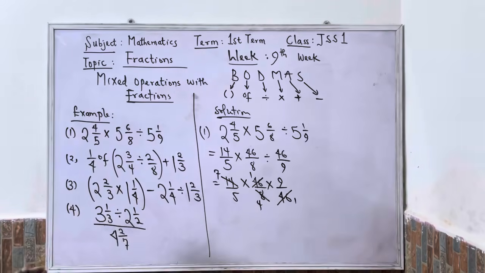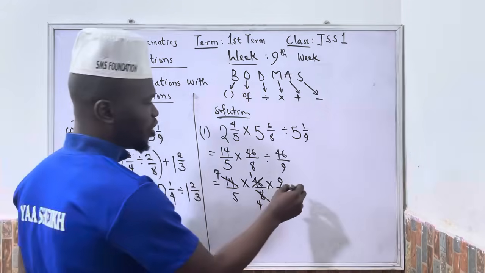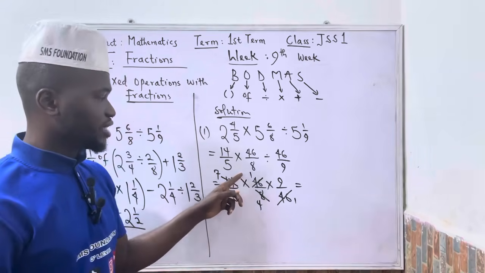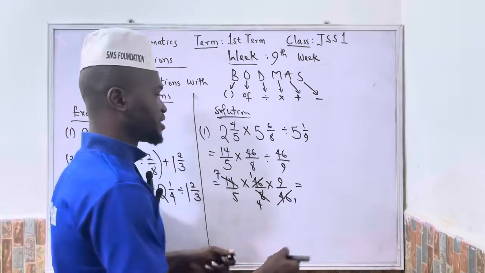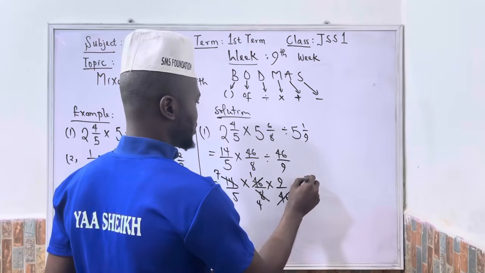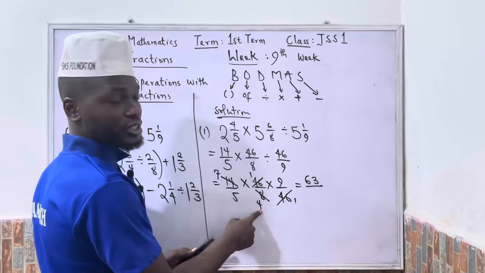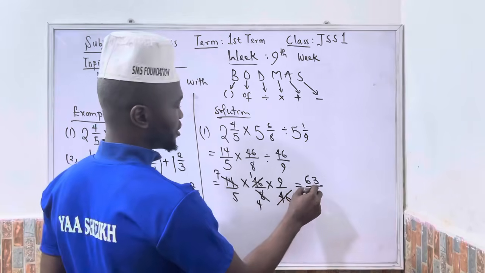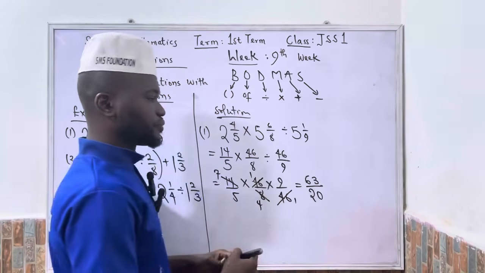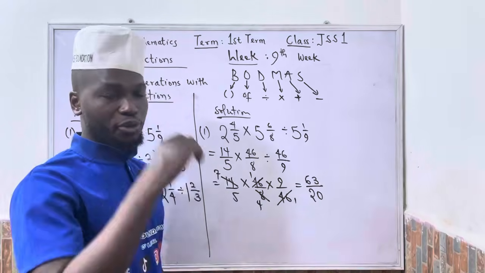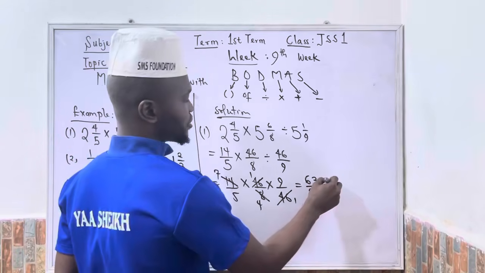So, is there any other thing that can cancel out? Nothing more. So, all I need to do next is to say 7 times 1, that is 7, times 9, that is 63, divided by 5 times 4, that is 20. 20 times 1, that will give me 20. So, what I have here now cannot be reduced. But I can change it to a mixed number.